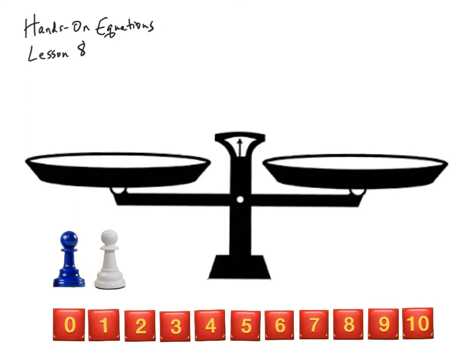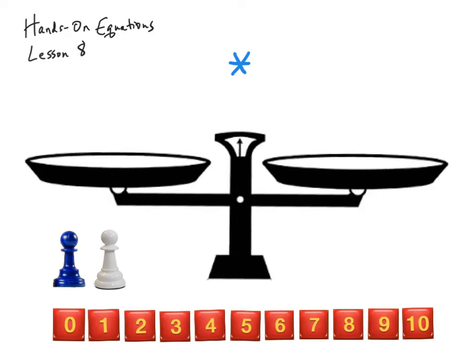This video is lesson 8 of the Hands-on Equations learning system. And in this lesson, you're going to be introduced to a new game piece, this white pawn. And this white pawn will be represented by the notation of an X with a horizontal line through it. And we will call the white pawn the star.